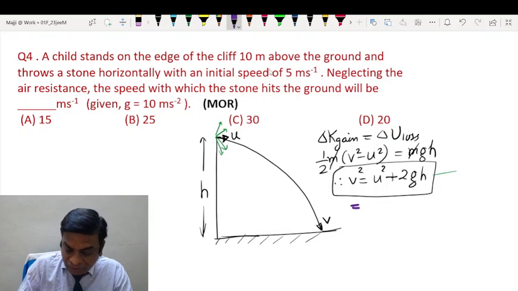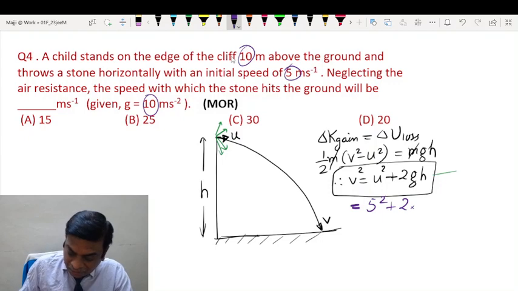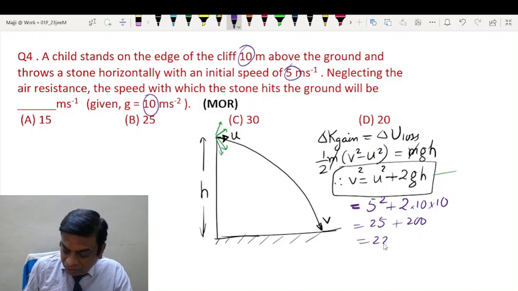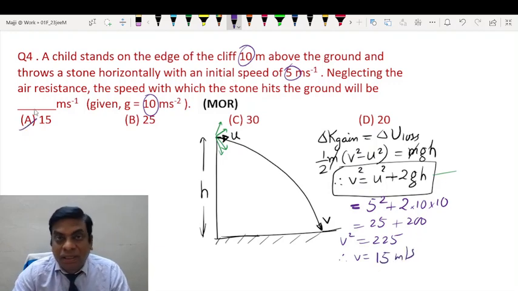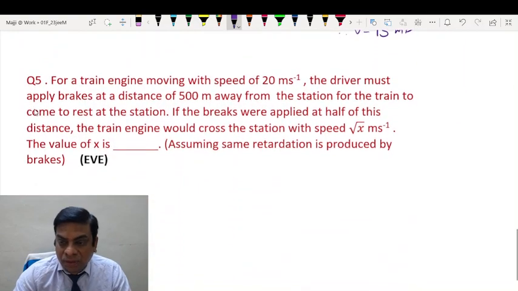Substituting the values, u is given as 5 meters per second. So 5 square plus 2 into g is 10, h is 10. So 10 into 10. So this will be 25 plus 200, that is 225. So v square is 225. So v will be square root of 225, that is 15 meters per second. A option is the correct option. Moving to the next question.